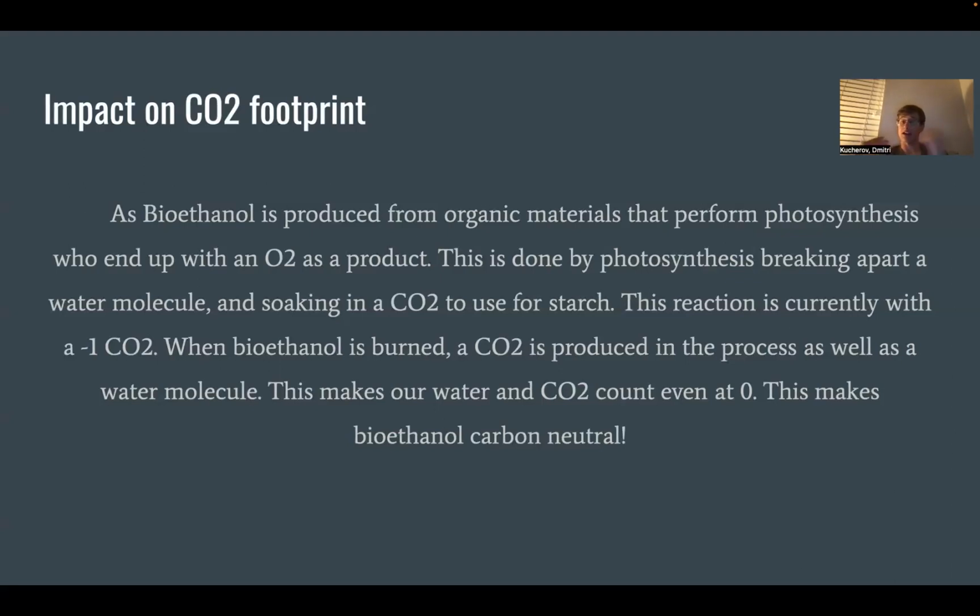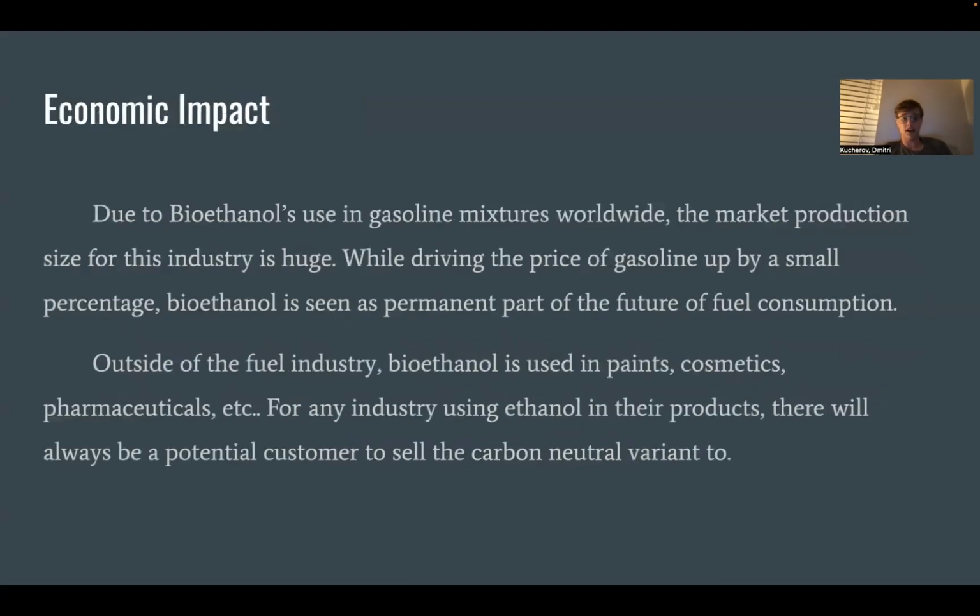And as the Green Deal in the United States has been a big topic, and saving the climate and the ozone layer has been a huge topic in the last 2.5, 3 decades, carbon neutral is a great statement. So this might be an alternative solution. Its economic impact. Due to bioethanol's use in gasoline mixtures worldwide, the market production size for this industry is huge.